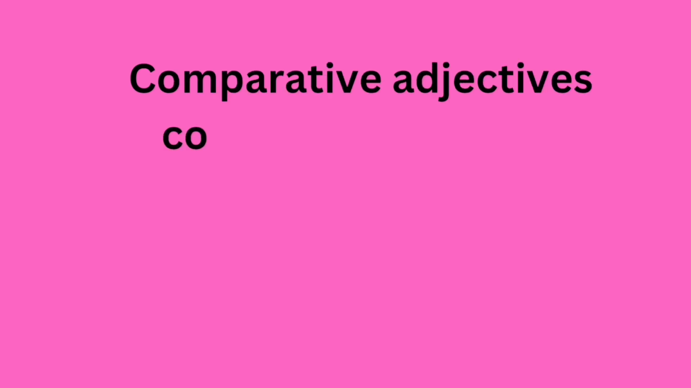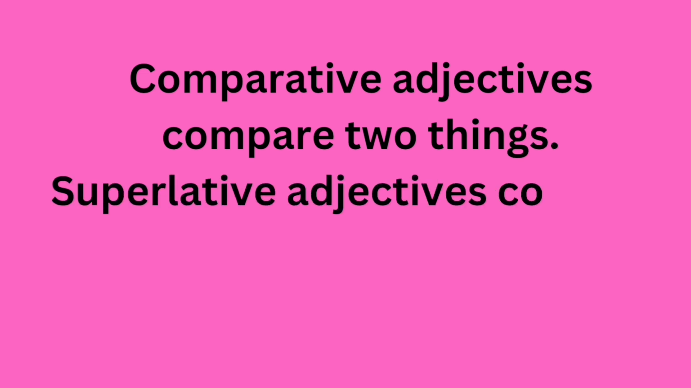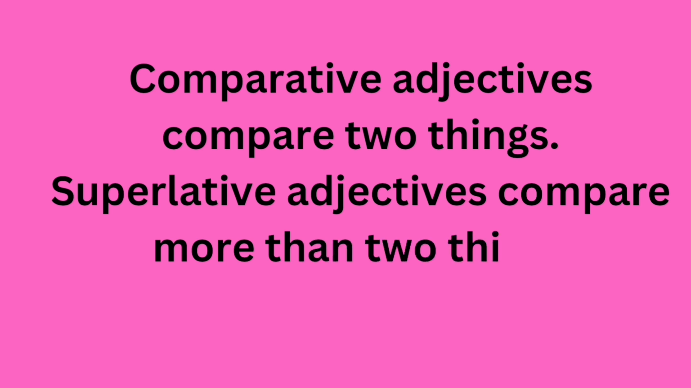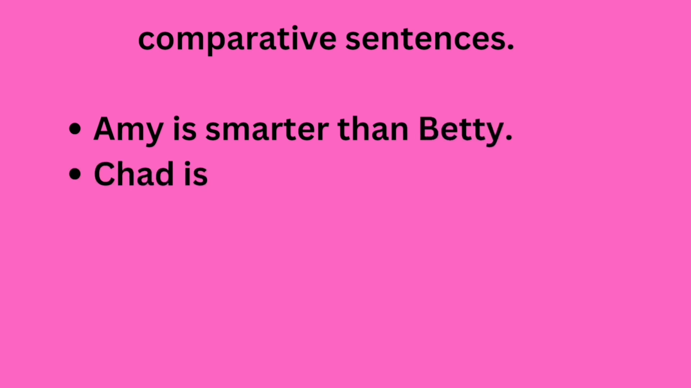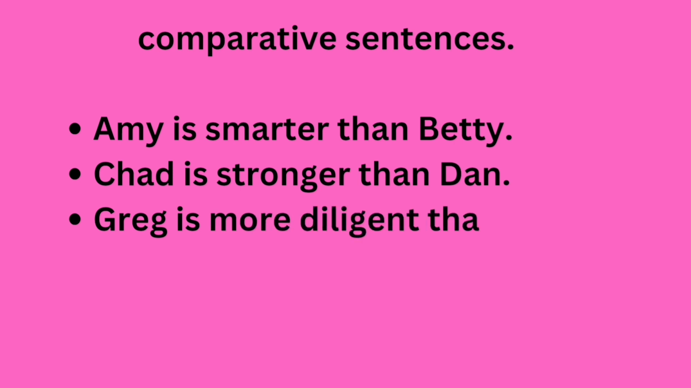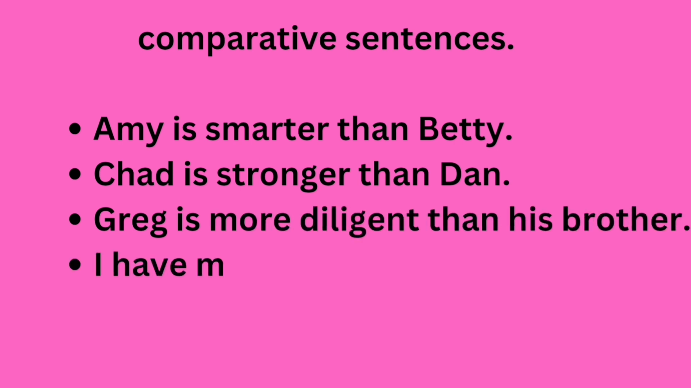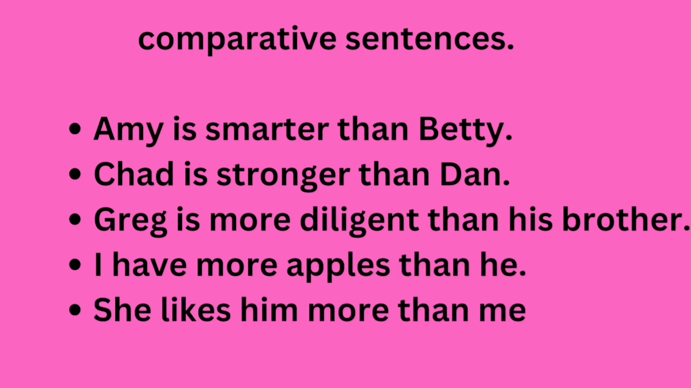Comparative adjectives. Compare two things. Superlative adjectives. Compare more than two things. Comparative sentences. Amy is smarter than Betty. Chad is stronger than Dan. Greg is more diligent than his brother. I have more apples than he. She likes him more than me.